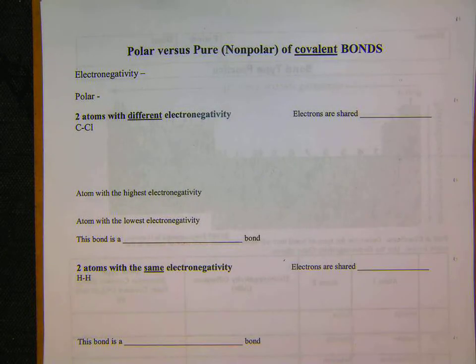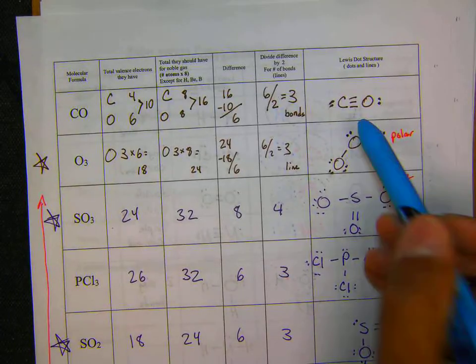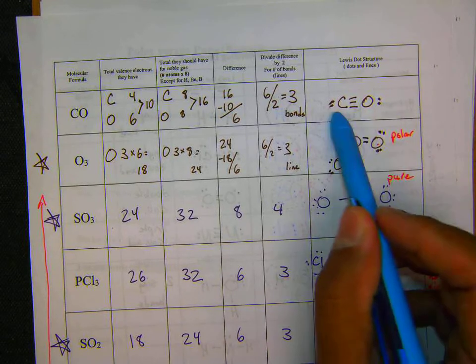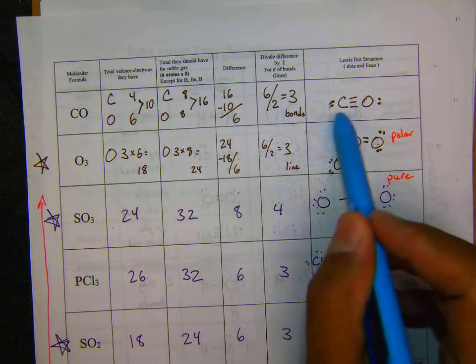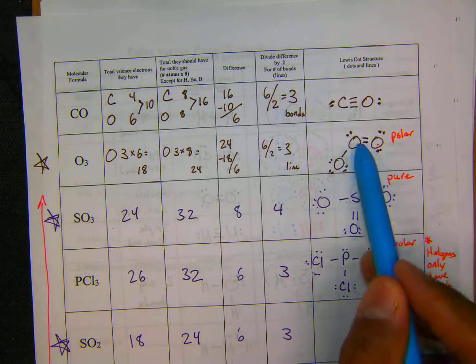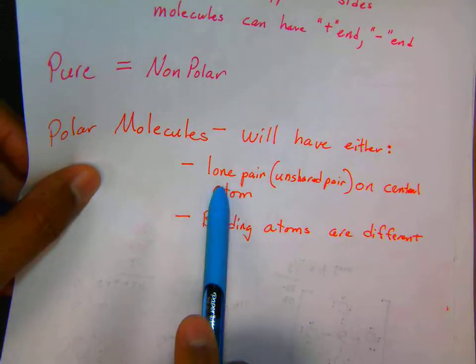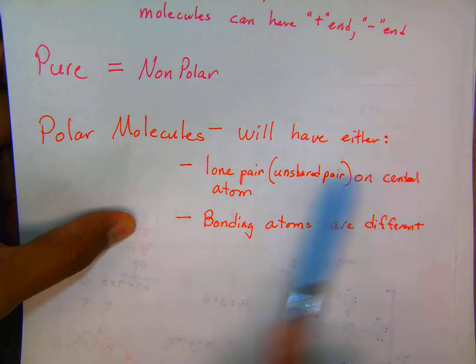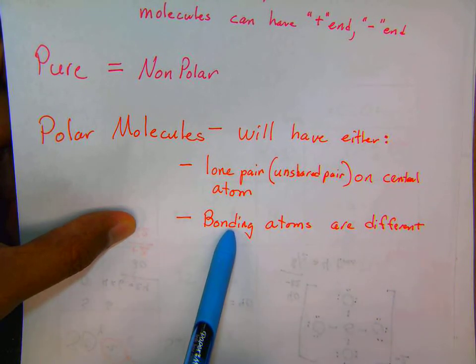Okay, so we're trying to figure out, if it doesn't have a central atom, how do you tell if it's polar or pure? If it's a regular old molecule and it has a central atom, then basically you look at whether it has an unshared pair on the central atom, or if there are bonding atoms that are different.